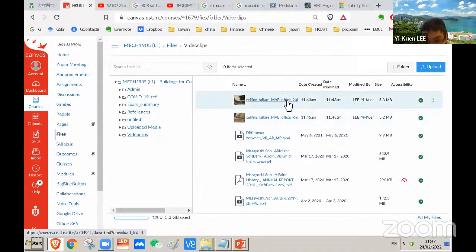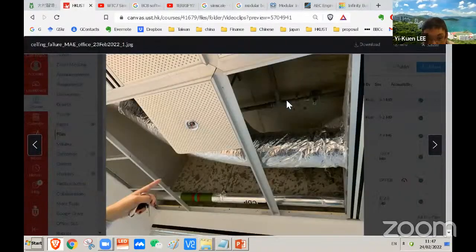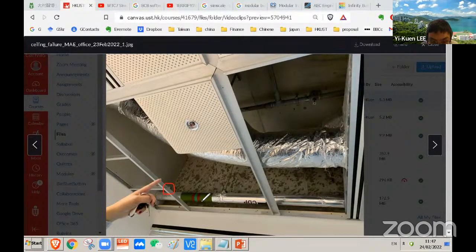Here I show you this. This is the office failure that happened yesterday. Suddenly, you can see the ceiling fell down. Let me highlight here. I think this is an aluminum steel frame, and somehow it failed and then fell down. This happened yesterday in our office, Professor Sherry Chen's office.